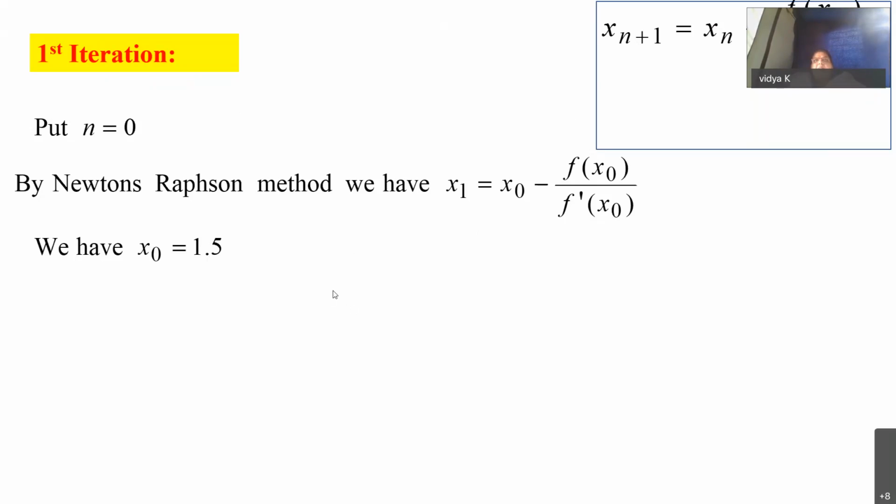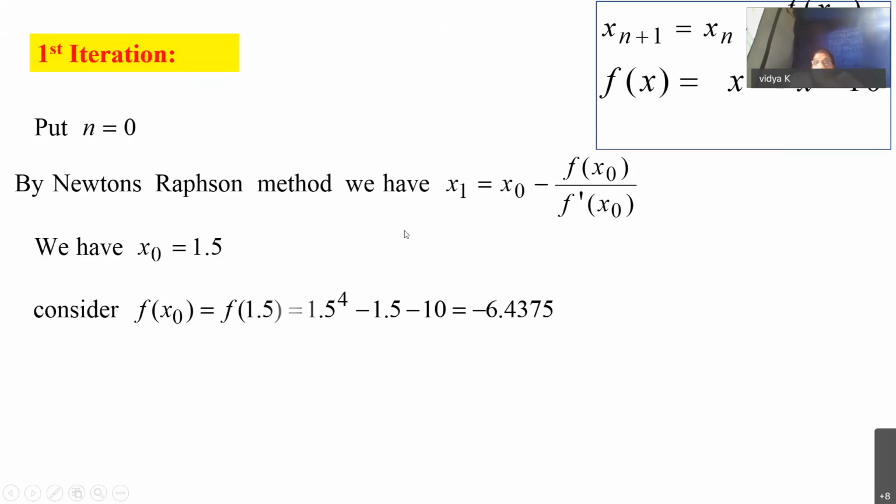In the problem, by taking x0 as a certain thing, you can't decide yourself. Otherwise, it is of your choice. Now, f of x is x to the power 4 minus x minus 10, and f dash x is 4x cube minus 1.